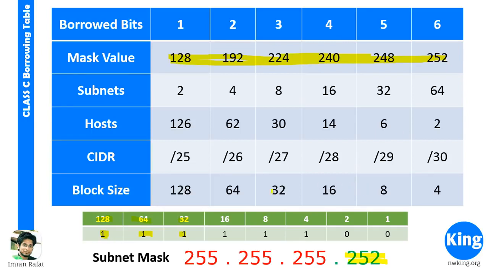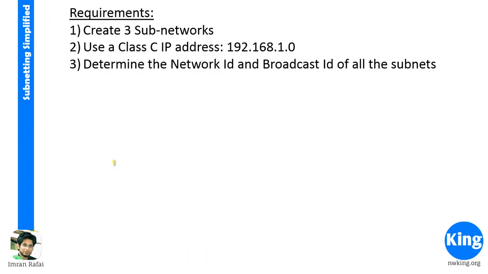And of course the block size can be derived by looking at this magic table. And the CIDR, obviously you can see how many bits you're borrowing, you just add that to 24. So this is pertaining to class C. We will be discussing class B and class A in the next video. Alright, let's get into some problems. We will try to understand subnetting a little more.